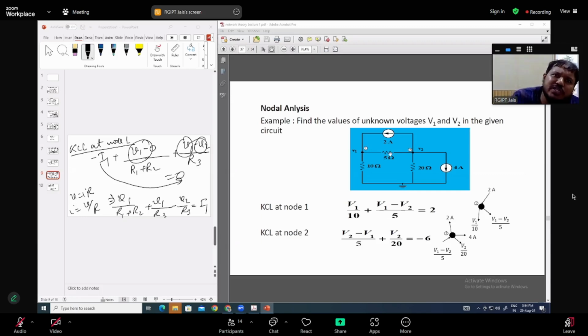Which one will you choose as reference node? So the thumb rule is the node in which the maximum number of branches are ending, that node you have to consider as the reference node.